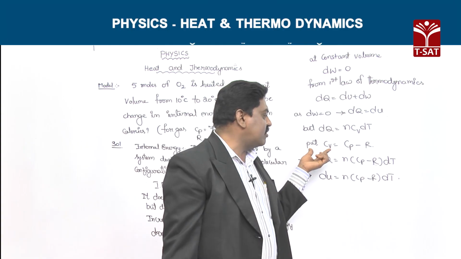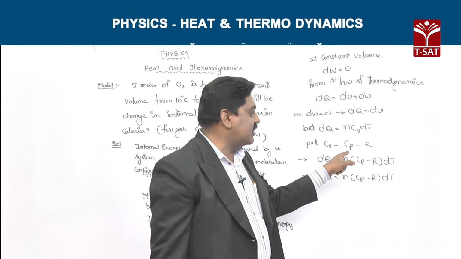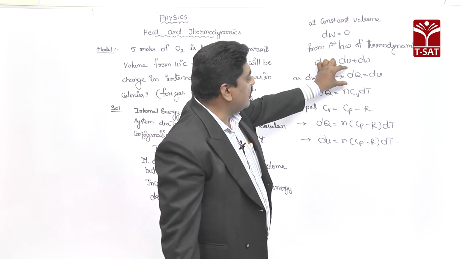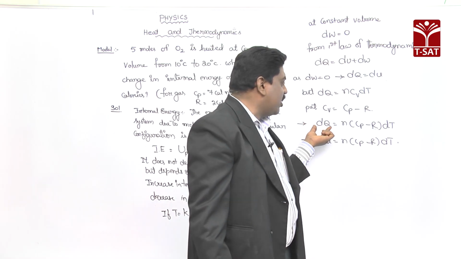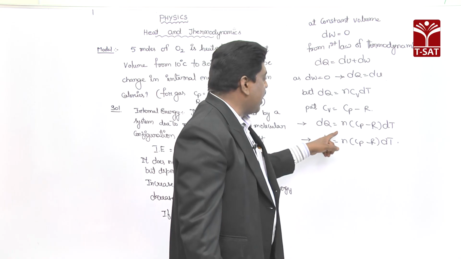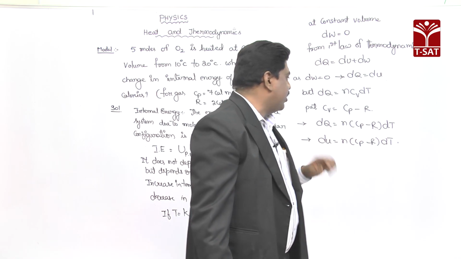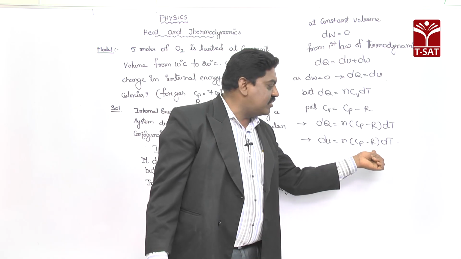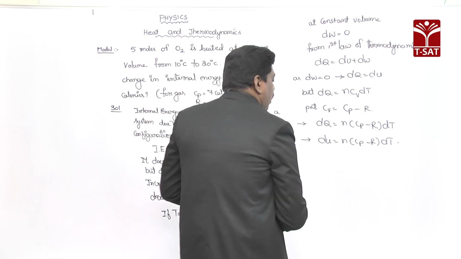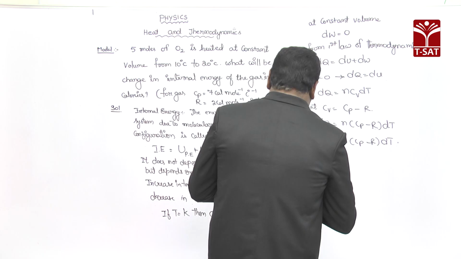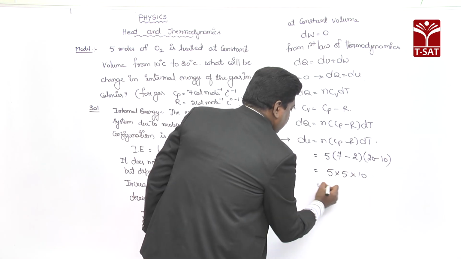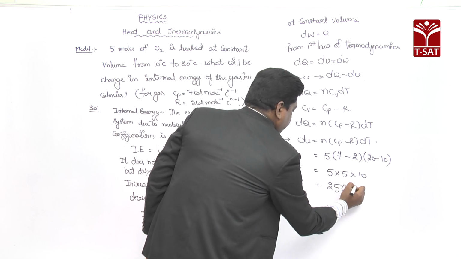From Mayer's hypothesis, Cv can be written as Cp minus R. On substituting this value in this equation, we get dq equals n into (Cp minus R) into dt. Therefore, du equals n into (Cp minus R) into dt. Now, the n value is given as 5. 5 into 5 into 10, which is 250 joules.